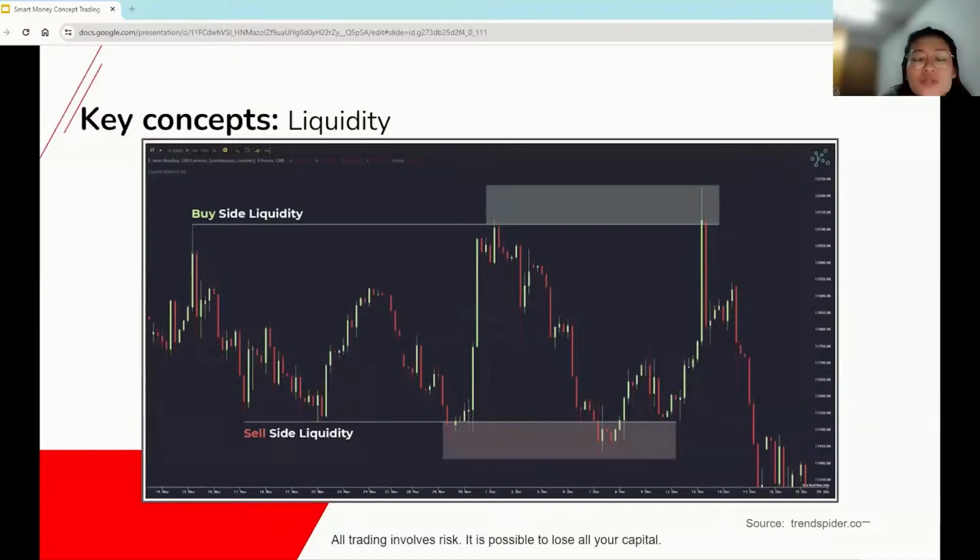So, the amount of stops at that key level then allows a larger player to fully realize their position. Once the level at which many stops are placed has been traded through, it's often that the price will reverse course and head in the opposite direction, seeking liquidity at the opposite extreme, like we see here.